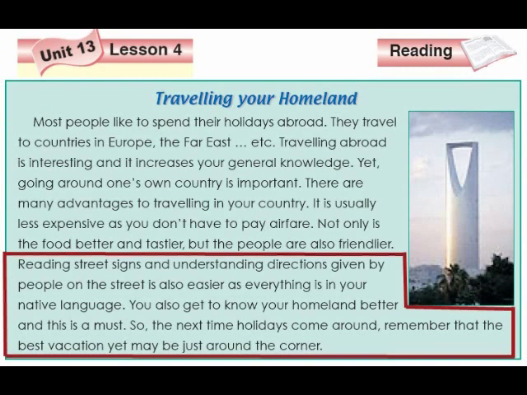Reading street signs and understanding directions given by people on the street is also easier as everything is in your native language. You also get to know your homeland better, and this is a must. So the next time holidays come around, remember that the best vacation yet may be just around the corner.